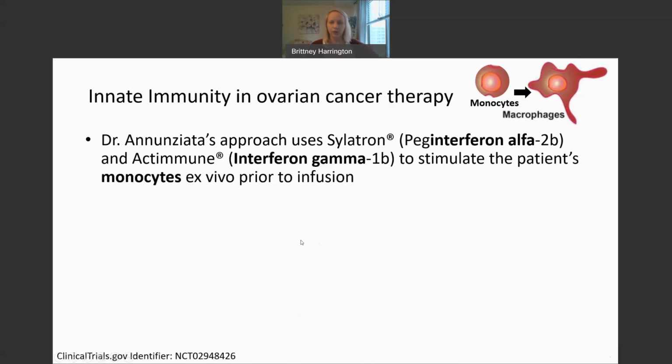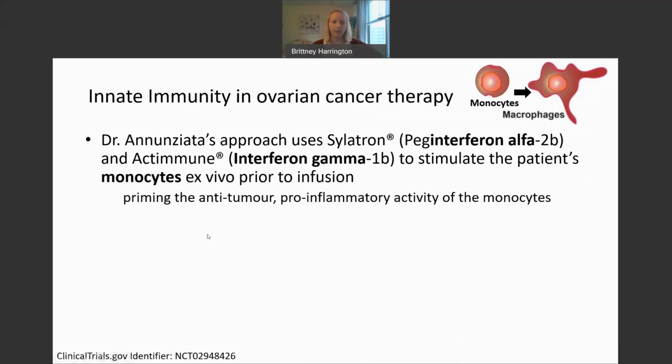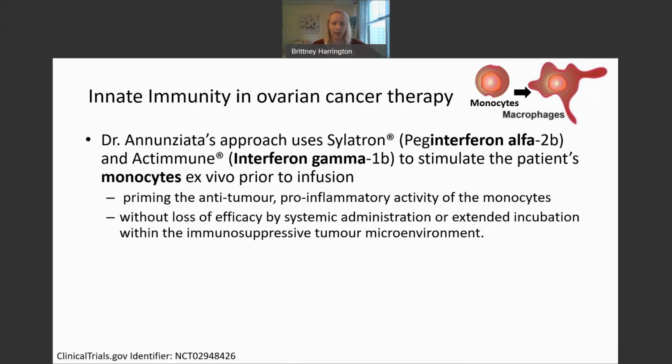So this approach, using interferon alpha and gamma together, will stimulate the monocytes ex vivo, or outside of the patient, prior to infusion, and this serves a couple of purposes. This primes the anti-tumor response of the monocytes and switches them to pro-inflammatory macrophages. So rather than infusing a patient with interferon alpha plus gamma and then losing that effect, where these monocytes might be activated, but once they get to the tumor site, they become suppressed again, by taking these autologous monocytes and stimulating and then introducing them to the peritoneal microenvironment, we don't lose that important anti-tumor activity.